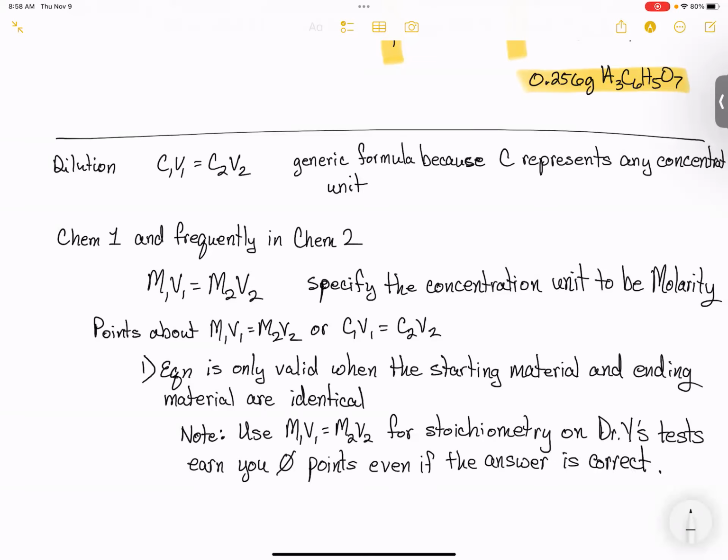It's in writing. I will not allow it for the type of problems we were doing previously. You cannot use M1V1 equals M2V2 on stoichiometry, because when you use M1V1 equals M2V2 on stoichiometry, you're eliminating the mole-to-mole ratio.